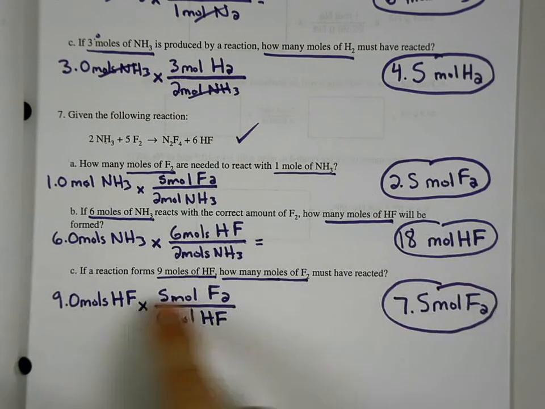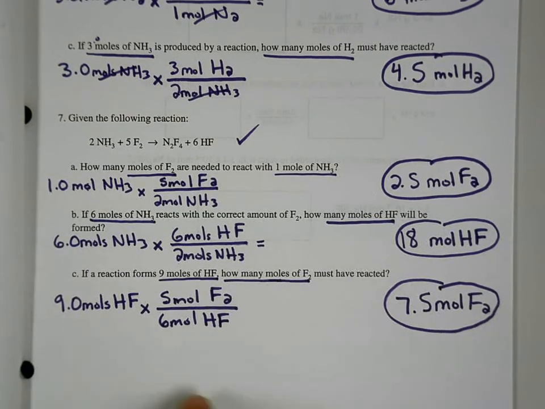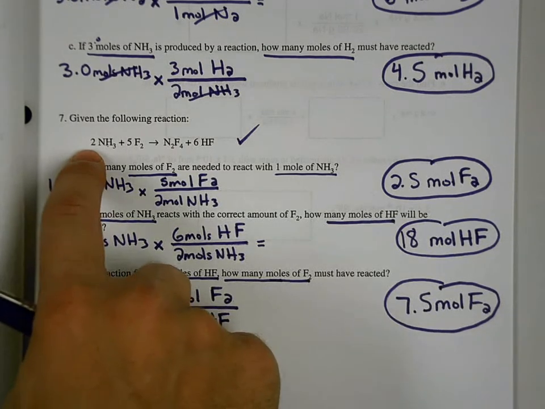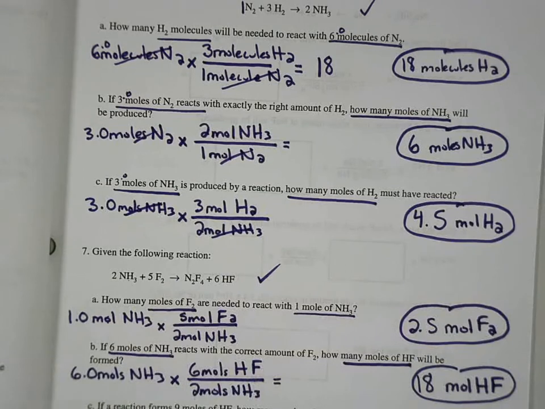So again, for a moles to moles problem, make sure you are doing one conversion, and the conversion factor is going to involve the balanced equation ratios, which are the numbers before all the substances in a balanced equation.